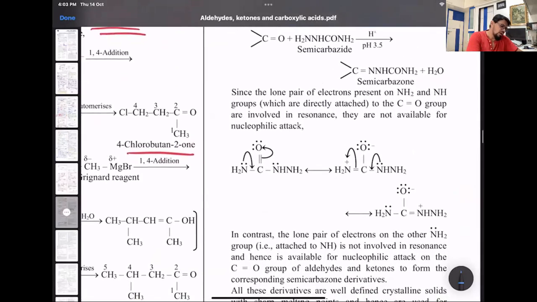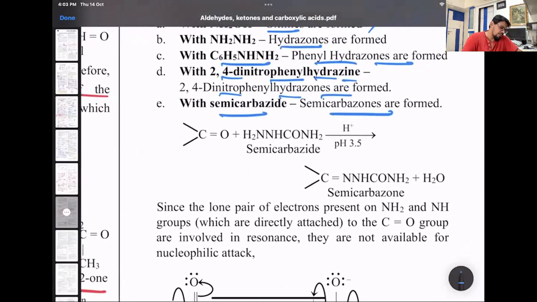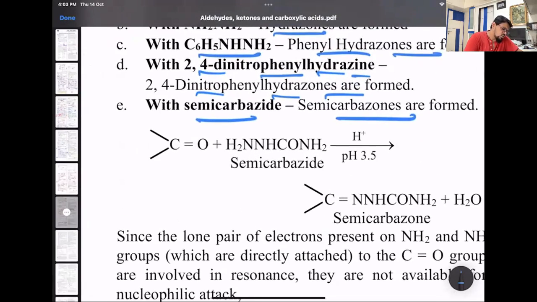Now in this CONH2, when it's happening, in semicarbazide, look at this carefully. NH2, NH, CO, NH2. In condensation, which will be removed? It will be the O of the carbonyl group and the H2 of the NH2 group, not the amide part. Meaning it will not be the NH2 of the CONH2. Why?